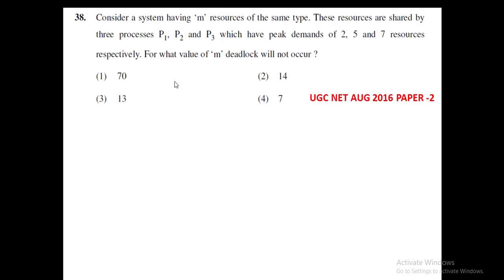Next, consider a system having m resources of the same type. These resources are shared by the 3 processes P1, P2 and P3, which have peak demands of 2, 5 and 7 resources respectively. For what value of m will deadlock not occur? The options given here are 70, 14, 13 and 7, right? For this type of question, you can easily get the answer. You just have to add the demands of the three processes, that is 2 plus 5 plus 7, which is 14. So the answer for this question is 14.